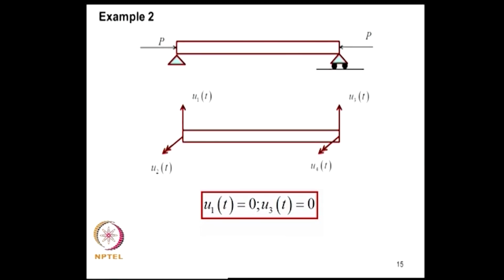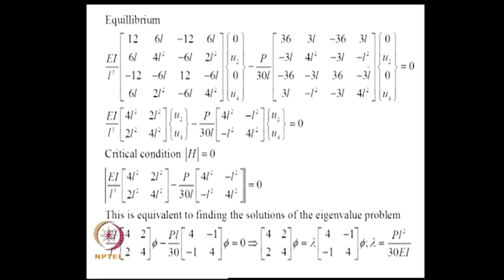We can now consider a single span simply supported beam discretized as a single element. So there are 4 nodal degrees of freedom, 2 of which will be 0, U1 and U3 will be 0. The equilibrium equation now is K into U, and in U I have zeros here, and this is a geometric stiffness matrix. Now extracting the equations for U2 and U4, I get the equilibrium equation as this.